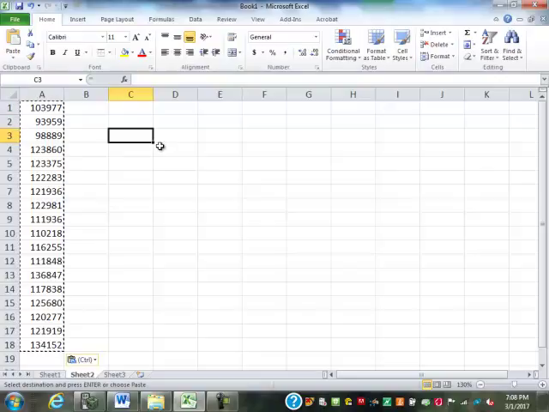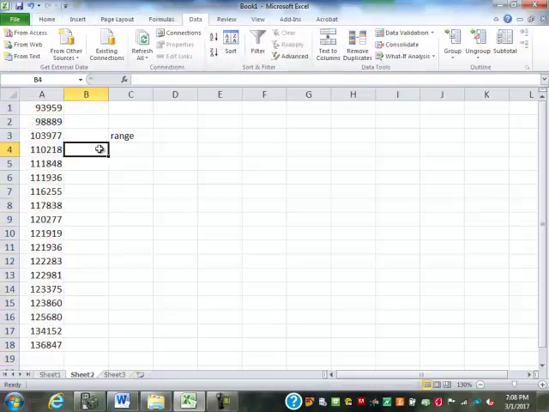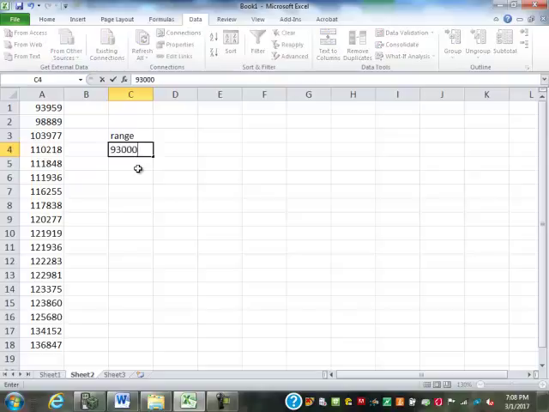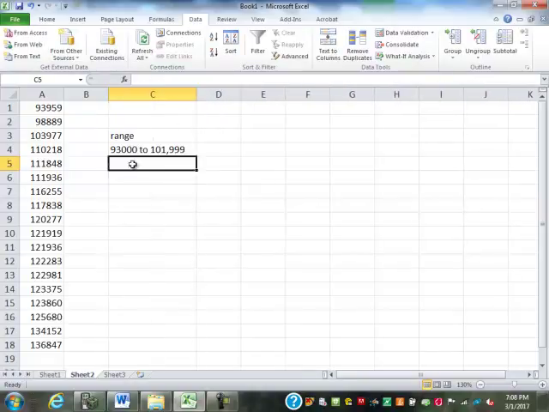So what I'm going to do here is I'm going to create ranges. Now I'm going to sort these from smallest to largest. So I know my smallest one is 93 and my largest one's 136. 137. So my ranges have to go from 93 to 137. So I'm going to do this. I'm going to go from 93,000 to, let's see here, 101,999.